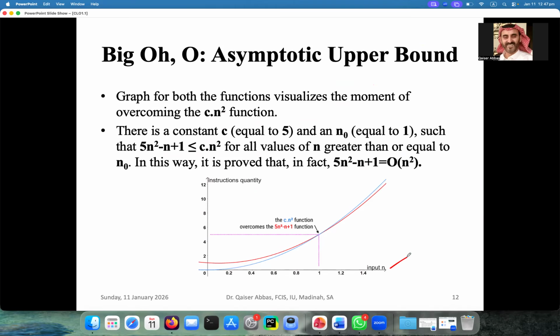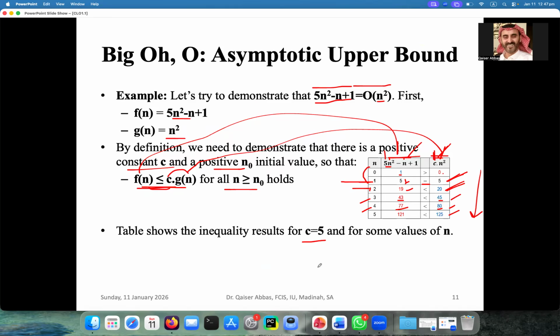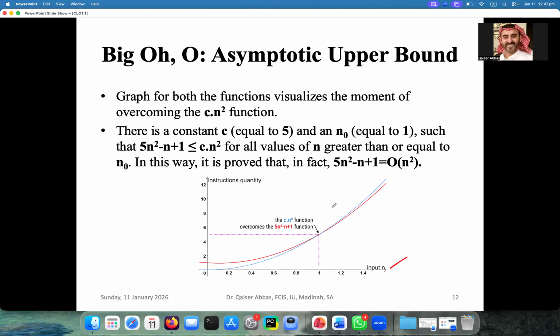This is your input size, and then this is your n0, which is 1. This is your 1, where these two are equal, f of n and g of n. Where this blue one is g of n, this red one is f of n. And f of n is always less than or equal to cg of n after this point. And before that, the opposite is possible.